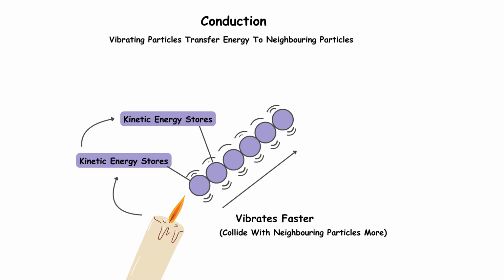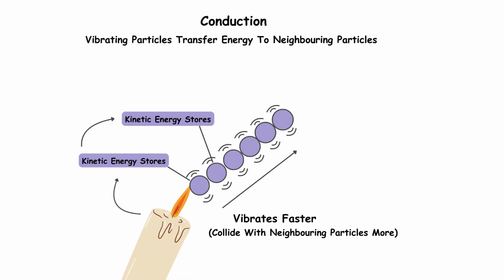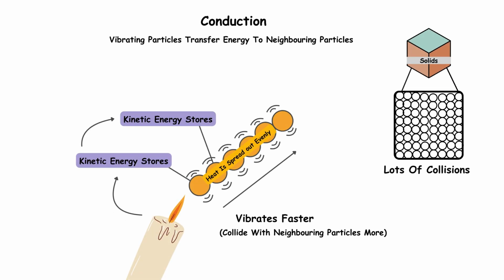This causes the particles to vibrate faster, and so they collide with their neighboring particles more often, and with more energy as the collisions transfer kinetic energy. The neighbors will also vibrate faster and collide more with their neighbors, and as this process repeats, energy is passed along the piece of metal until in the end the heat is spread out evenly, and it will be pretty much the same temperature everywhere.